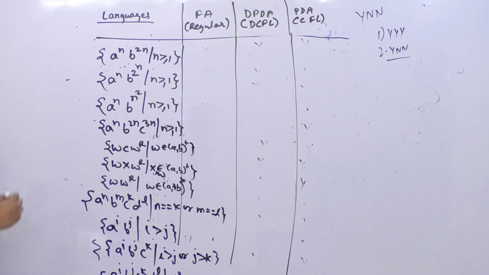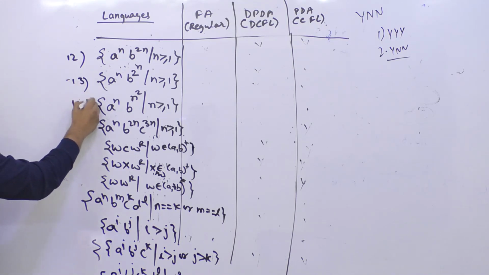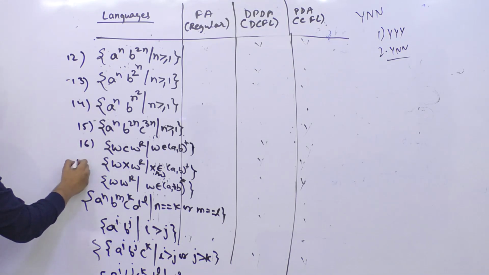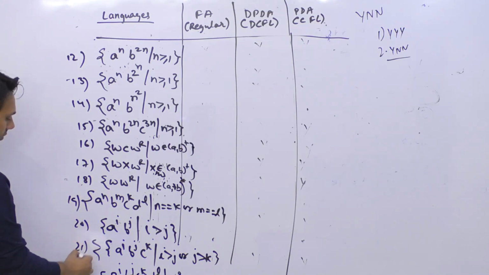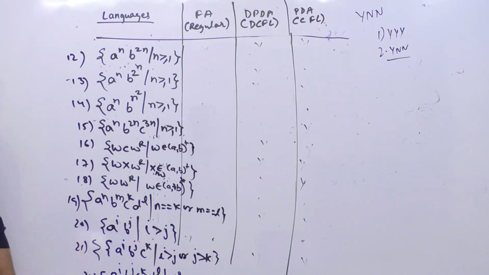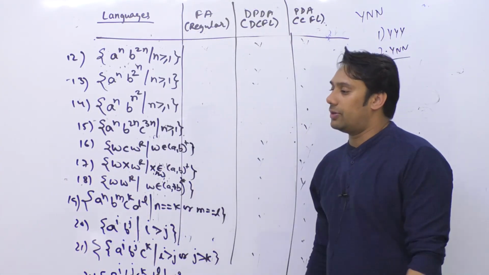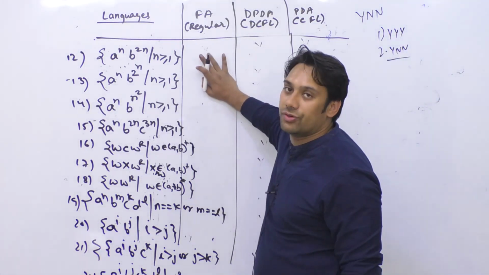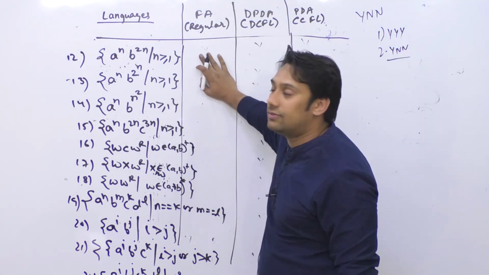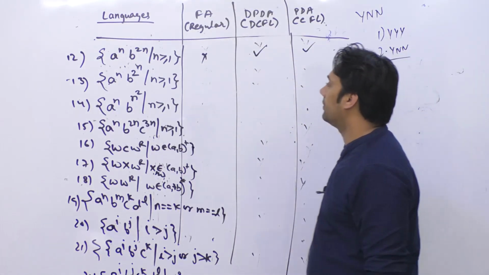I guess last time I got till 11, right? So this is 12th, 13th, 14th, 15th, 16th, 17th, 18th, 19th, 20, 21 and 22. Don't worry if it is not visible, I'll repeat it. Now for the first language here, that is 12, we have already seen this. We cannot make a FA for this, but we can make a DPDA as well as a NPDA.